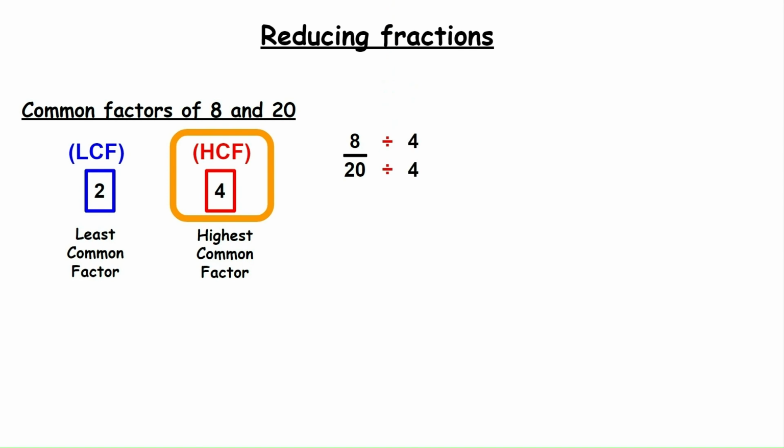So 8 divided by 4 and 20 divided by 4. 8 divided by 4 is 2, and 20 divided by 4 is 5. So now we've reduced our fraction to its simplest form. It cannot be reduced any further because both 2 and 5 do not share common factors.